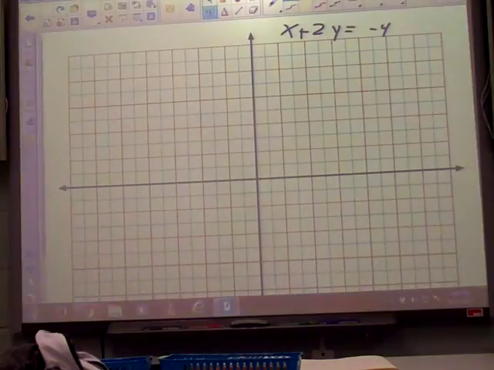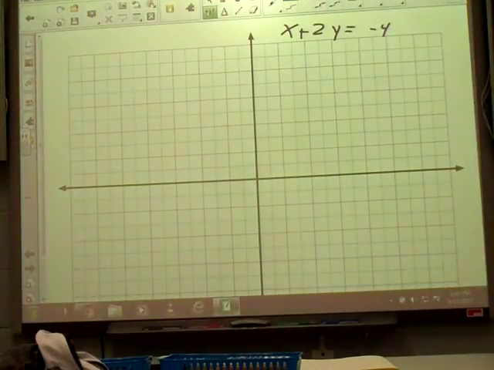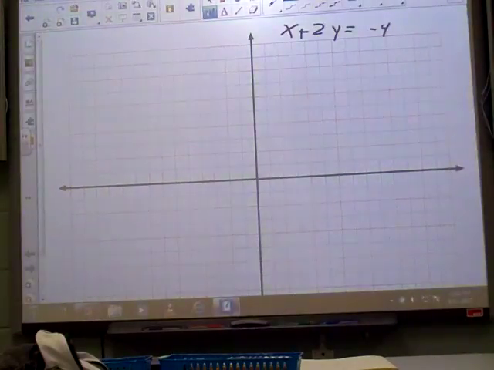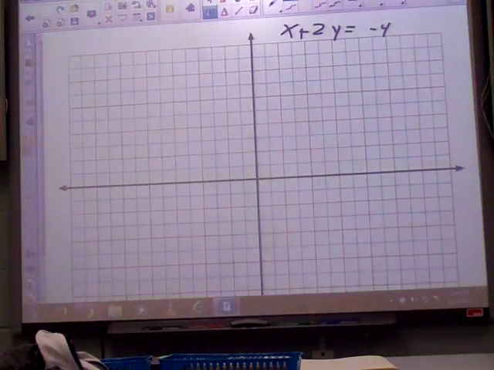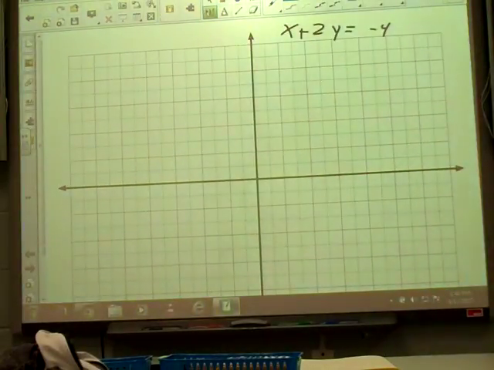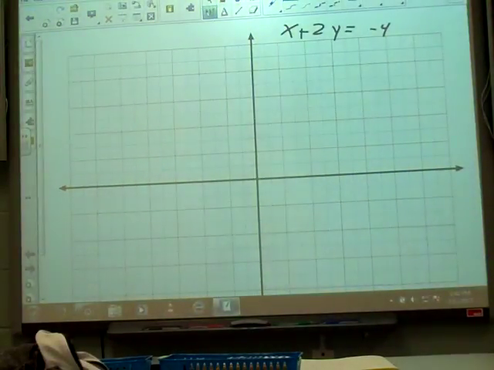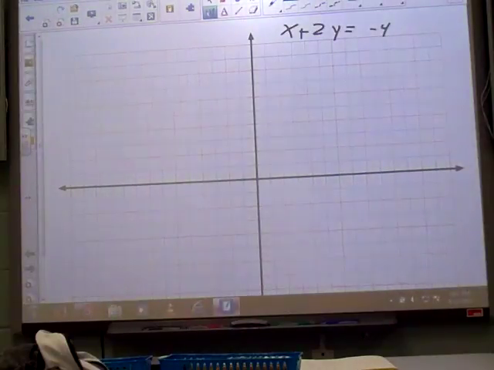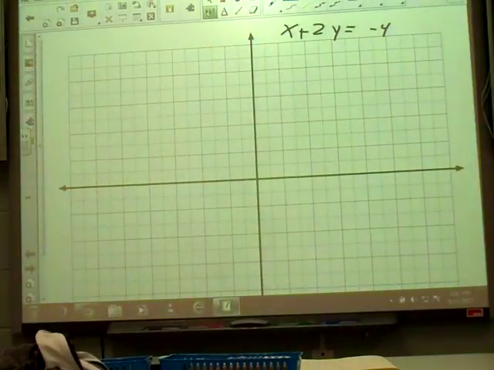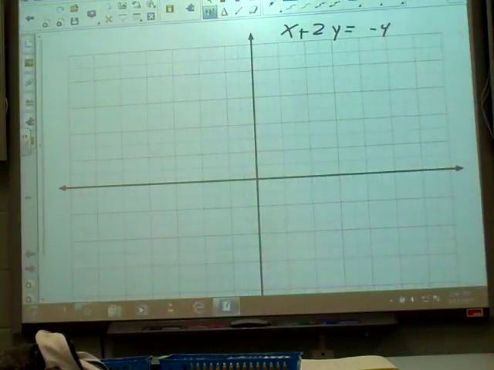Alright, we got x plus 2y equals negative 4. Now, we graphed this earlier in the week by plugging zeros in. This one would be a real easy one to plug zeros in. If I were going to work it on my own, that's how I would do it. But we're going to work with slope and intercepts a lot today, so that's what we're going to do. So if I'm going to graph this today, we're going to find the slope and the y-intercept.